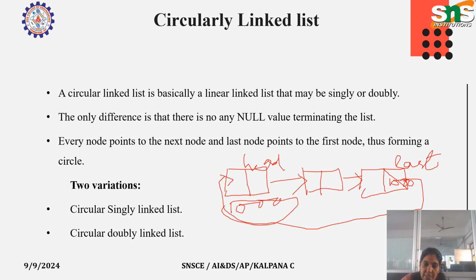So after reaching the last node, easily I can travel to the first node. For easy traversing, we can connect the last and the first node, so it forms a loop. Every node points to the next node and the last node points to the first node, thus forming a circle. So we call this a circularly linked list.